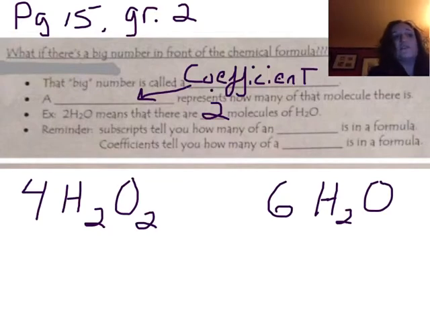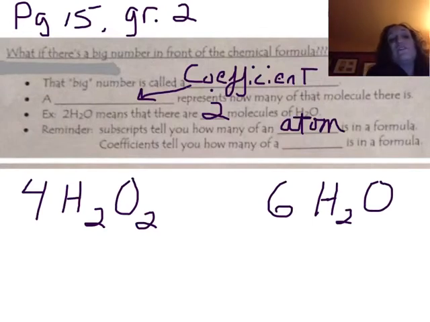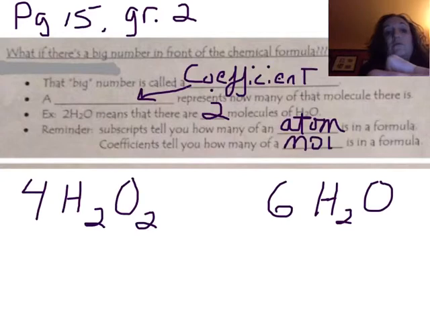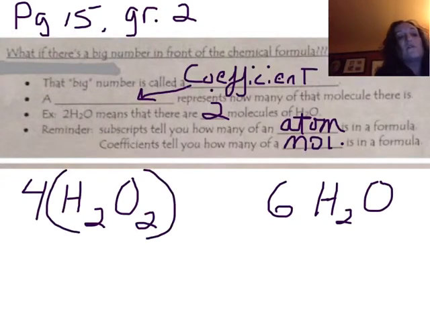So as a reminder, subscripts tell you how many of an atom or element is in a formula. A coefficient tells you how many of a molecule, I'm going to abbreviate there, of a molecule is in a formula. So looking down here at the bottom in my examples, this means that there are 4 H2O2s.